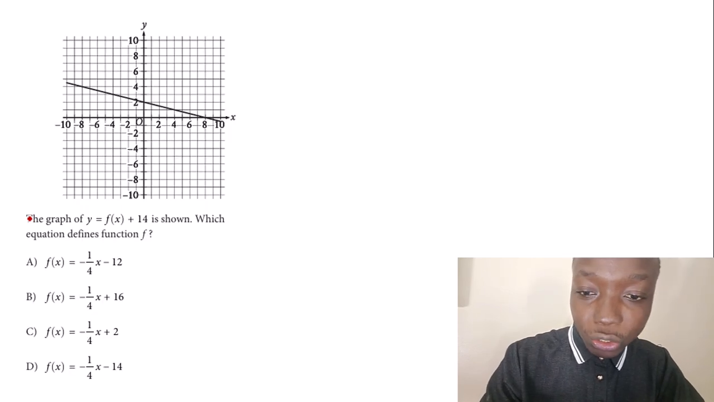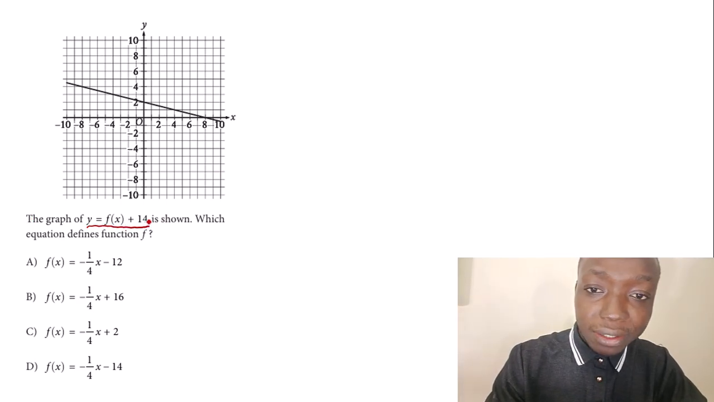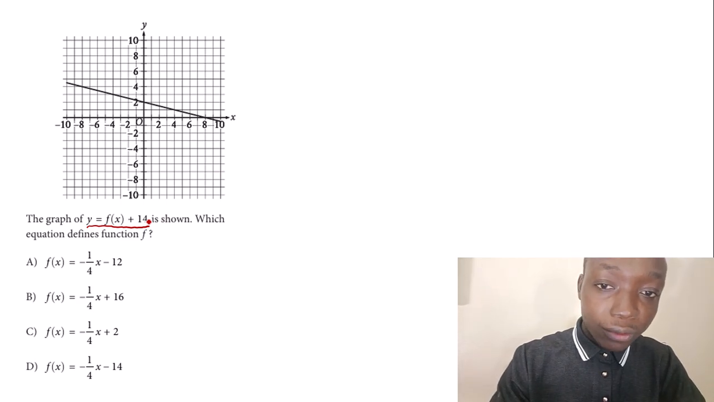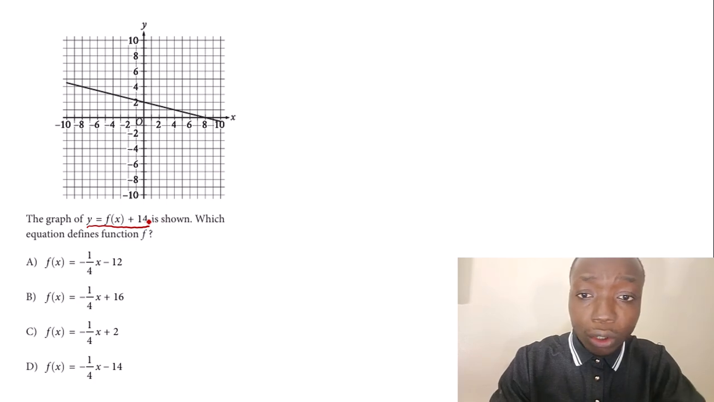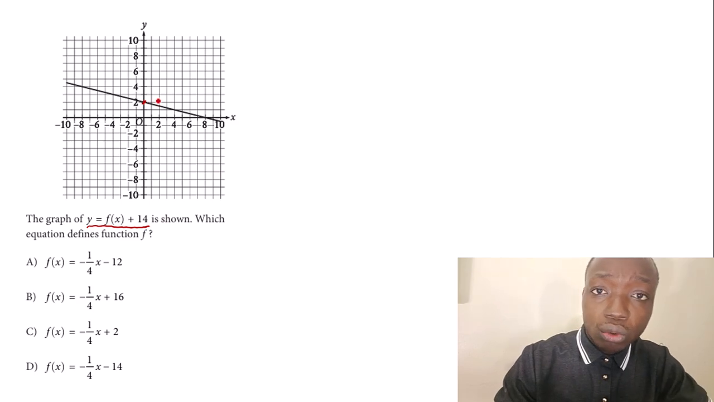Now, next question. Here we're given a graph, and this graph is a graph of f of x plus 14. So this is not the actual graph of f of x. This is f of x plus 14 after shifting has occurred. So they want us to find the original graph, which is the graph of f of x. Now, after shifting has occurred, we have that the intercept of y is 2.